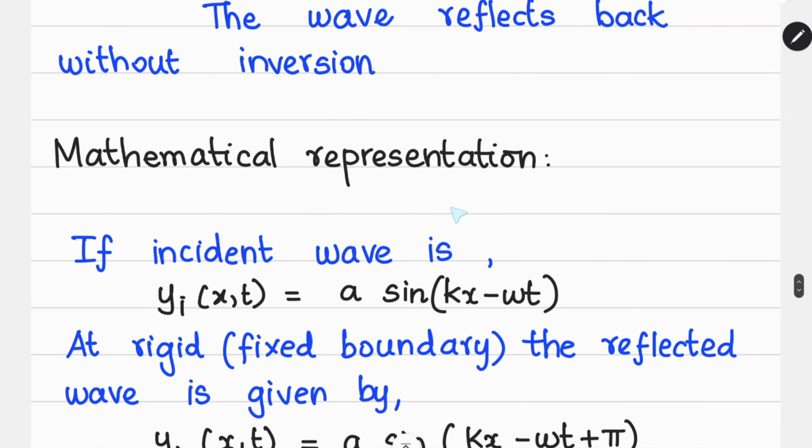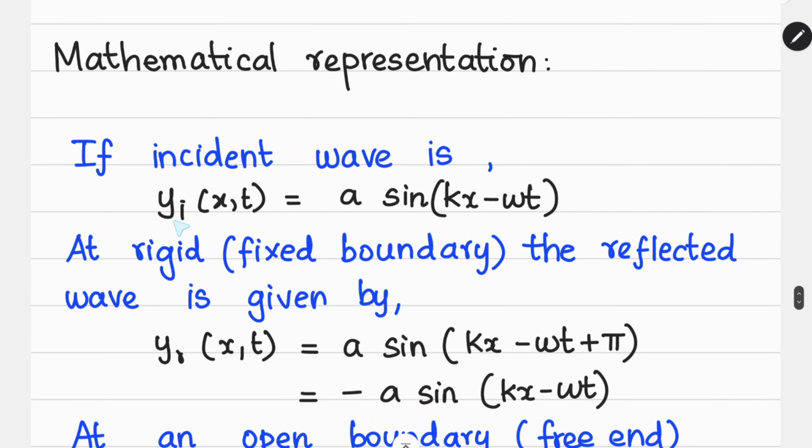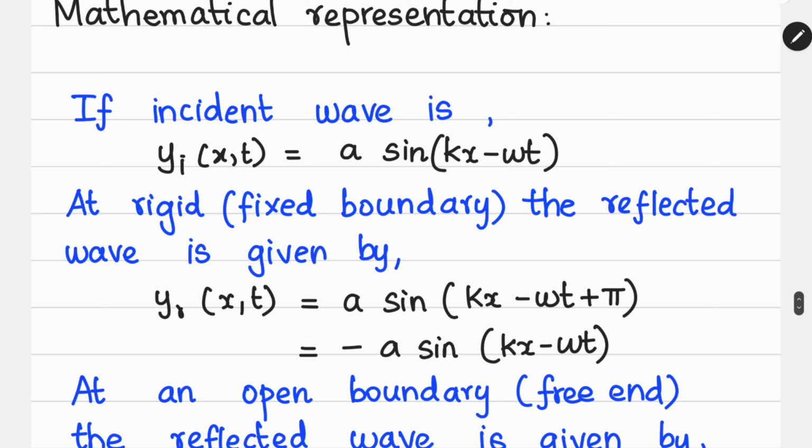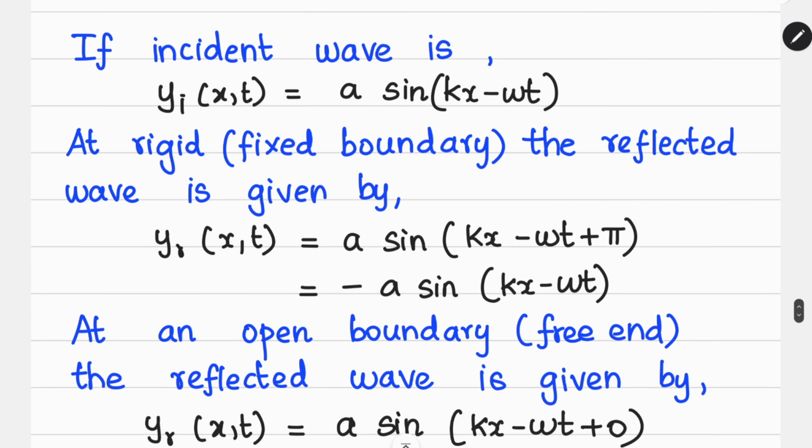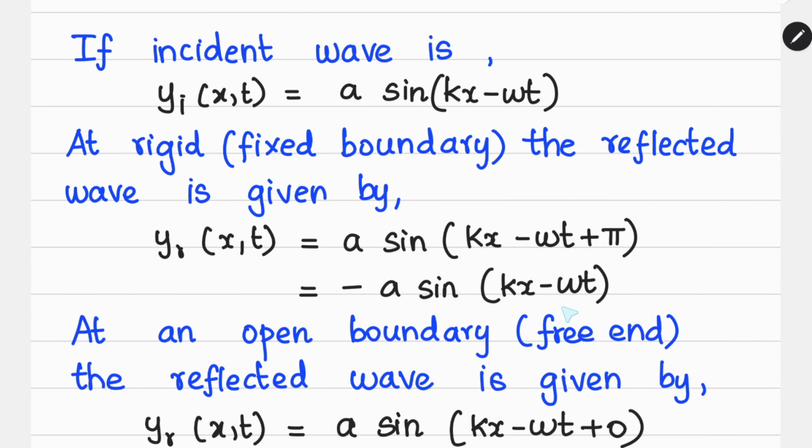The mathematical expression for the incident wave is given as y_i(x,t) = a sin(kx - ωt). At the rigid fixed boundary, the reflected wave will have a phase change of pi. So we can write y_r(x,t) = a sin(kx - ωt + π). Since it is undergoing a phase change, we add pi here, and the value becomes -a sin(kx - ωt). From this equation, we can observe that the wave gets inverted.